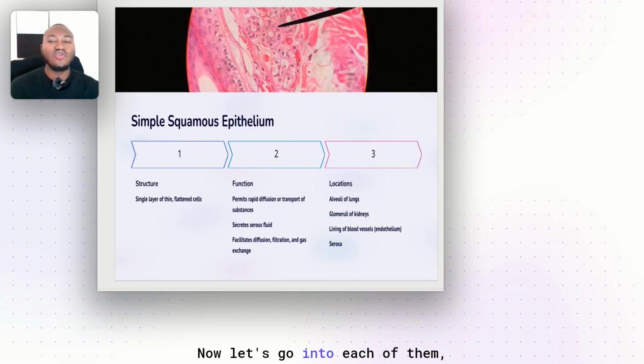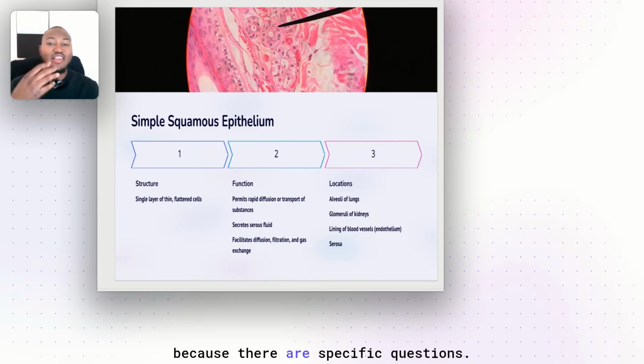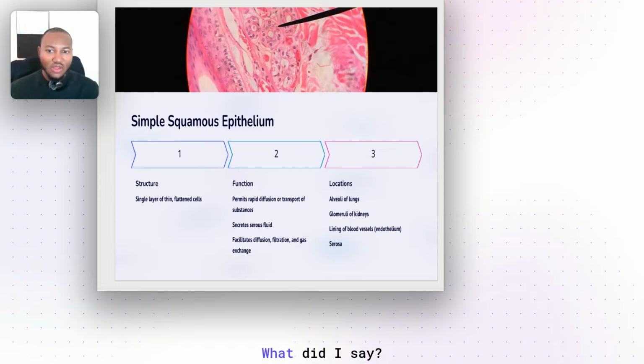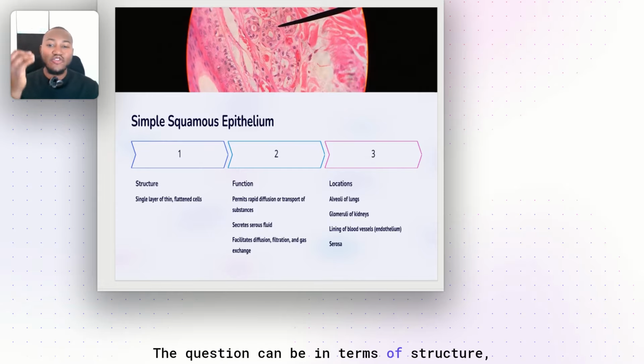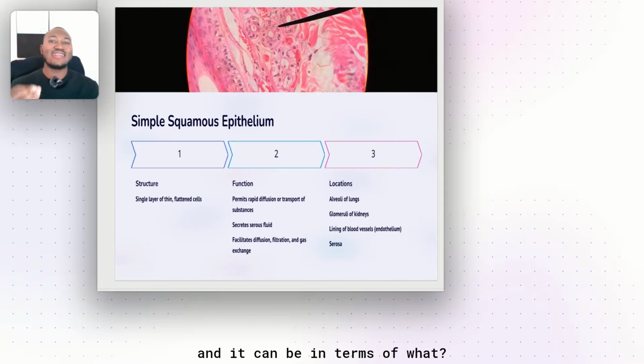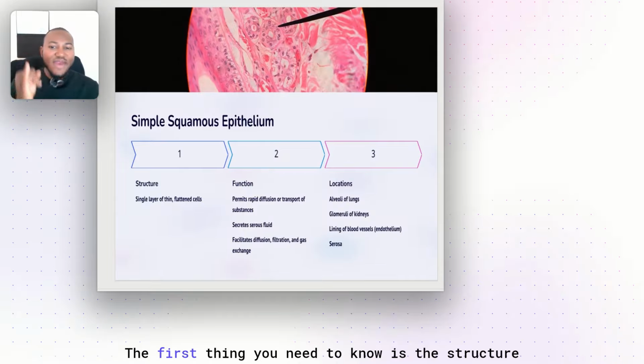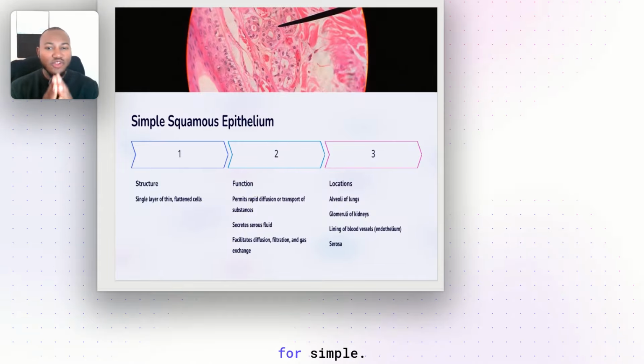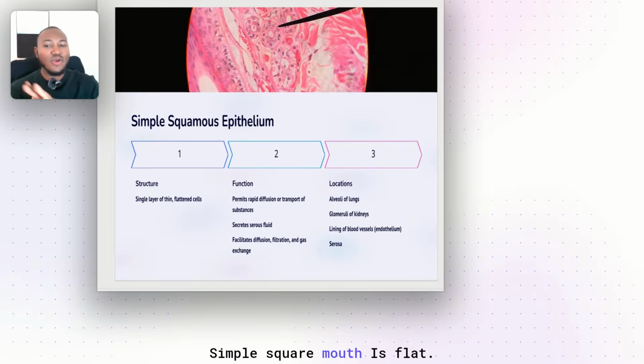Now let's go into each of them, one after the other, because there are specific questions they ask. The questions can be in terms of structure, it can be in terms of function, and it can be in terms of what? Location. The first thing you need to know is the structure. For simple squamous, remember it is flat. Simple squamous is flat and single layer.